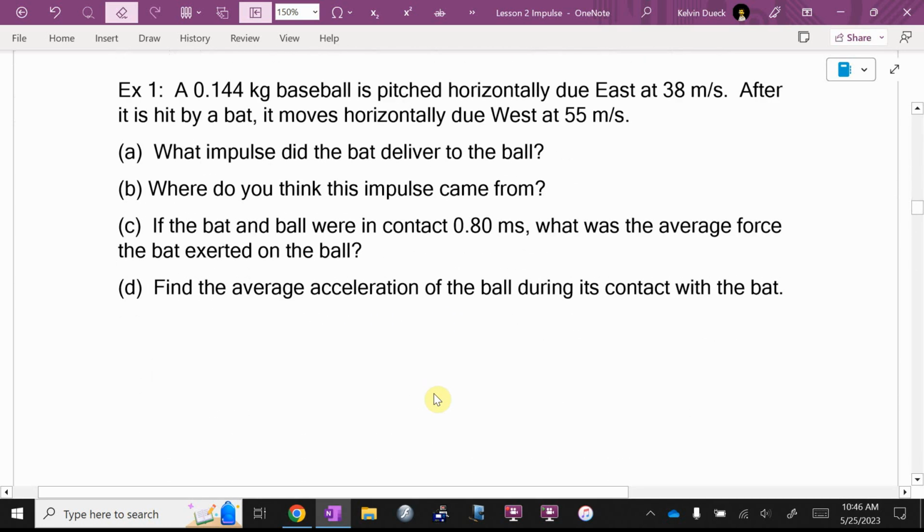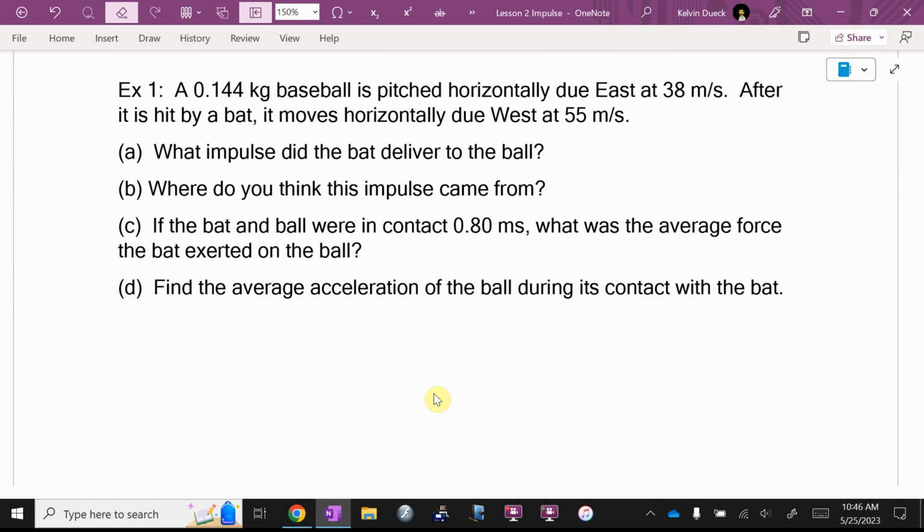Example 1. A baseball is pitched horizontally due east at 38 meters per second. After it's hit by a bat, it moves horizontally due west at 55 meters per second. Brendan, do you see the word east in this question? Do you see the word west in this question? In other words, are there two different directions in this question? Ding, ding, ding. We're going to have to let one way be positive and one way be negative.